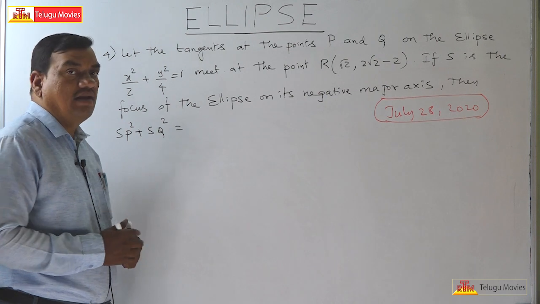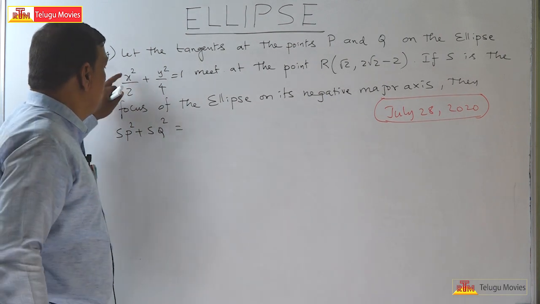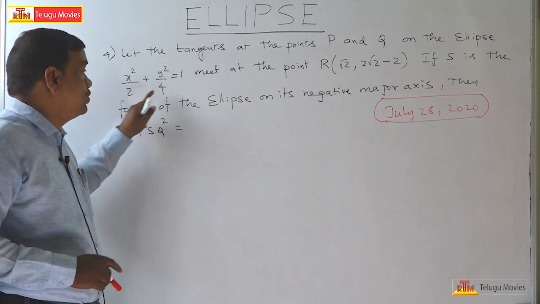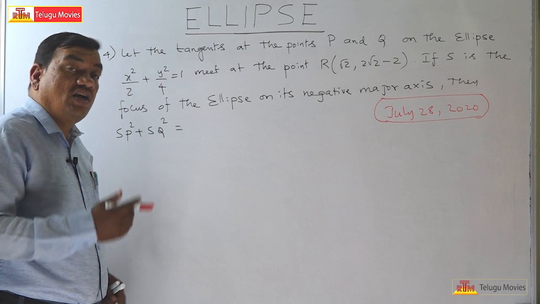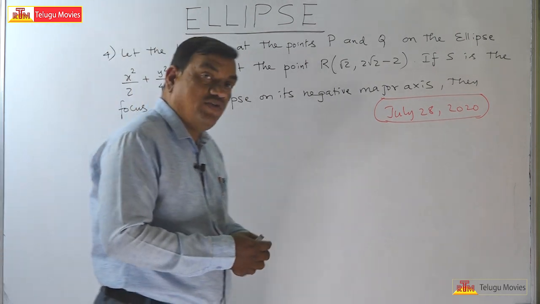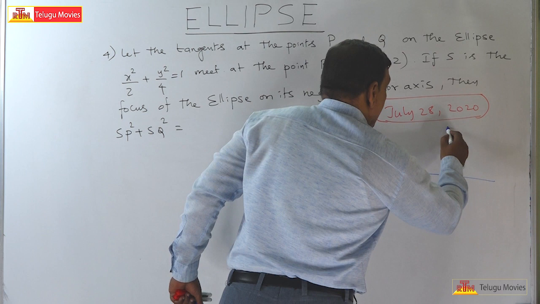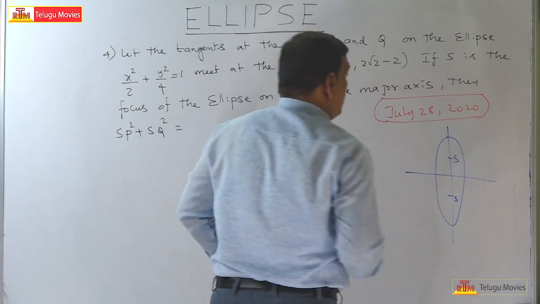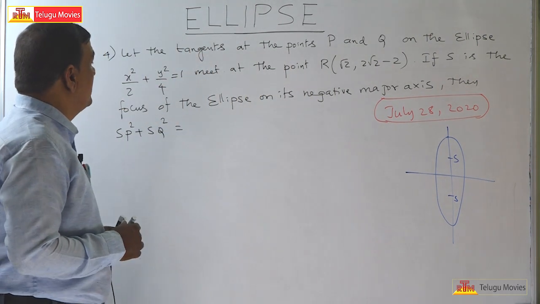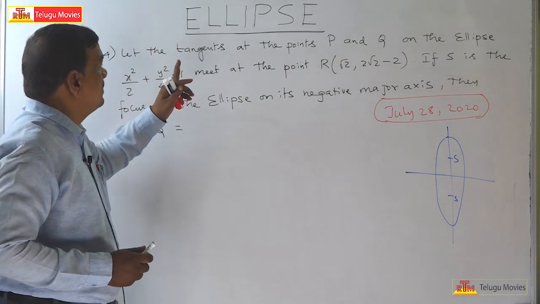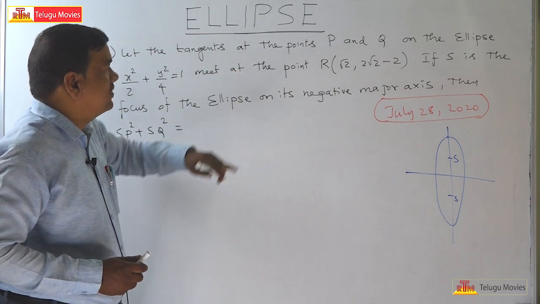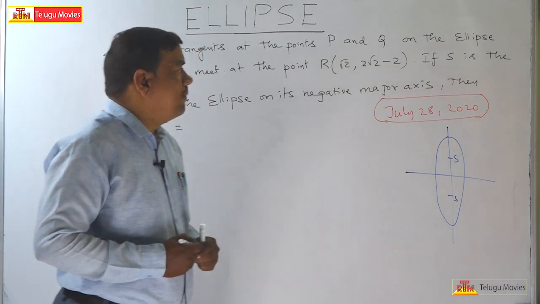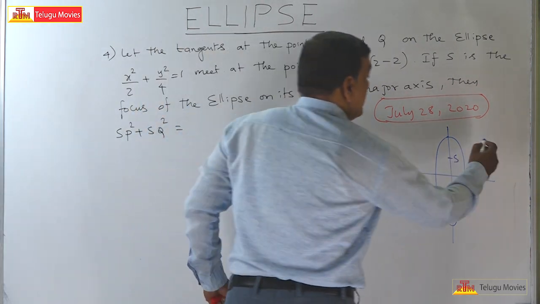So if you draw the diagram, then it will be easy to understand. So here x square by 2 plus y square by 4 is equal to 1. Here a square value is 2, b square value is 4. Clearly a square is less than b square, therefore it is a vertical ellipse. So this is a focus, this is also another focus. So he is saying that two tangents are drawn at the points P and Q on the ellipse, meeting at the point R, root 2 comma 2 root 2 minus 2. So that means there is a point here.